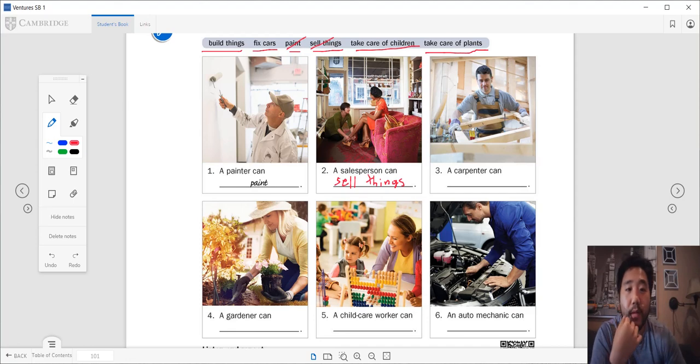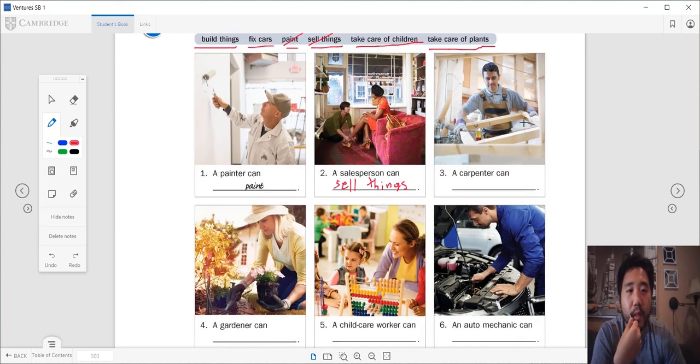Sell things. Number three. Let's see. A carpenter can... Carpenter. I believe there's someone who can build things, right? They can help build a house, or they can help fix, I mean, do the flooring. So let's see what's a verb that we can use to fit with this occupation, a carpenter.